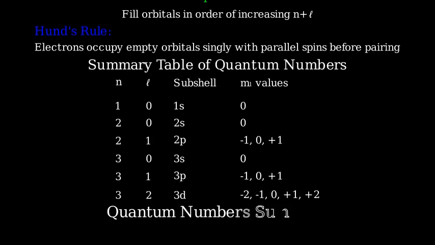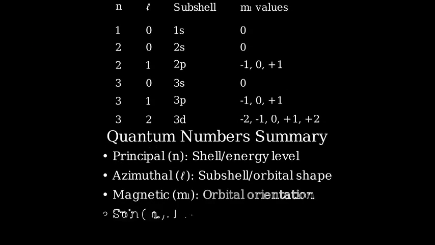And that's our comprehensive look at quantum numbers. The 4 quantum numbers, principal, azimuthal, magnetic, and spin, completely describe an electron state in an atom. Understanding these numbers is crucial for predicting electron configurations and chemical behavior.